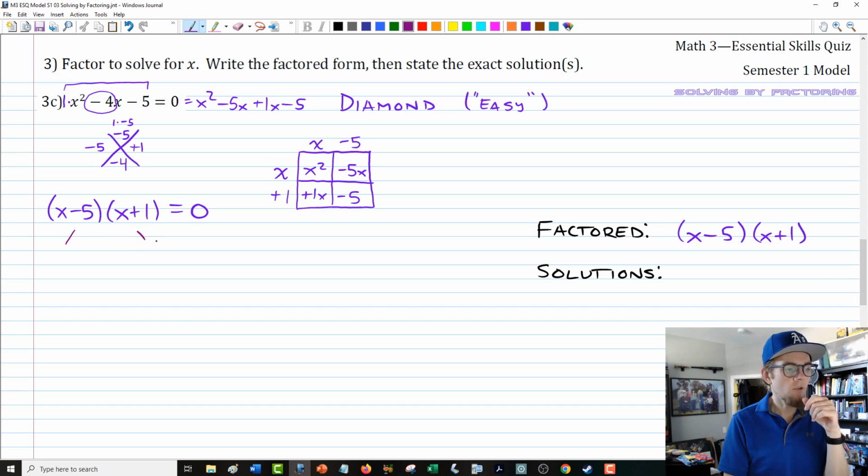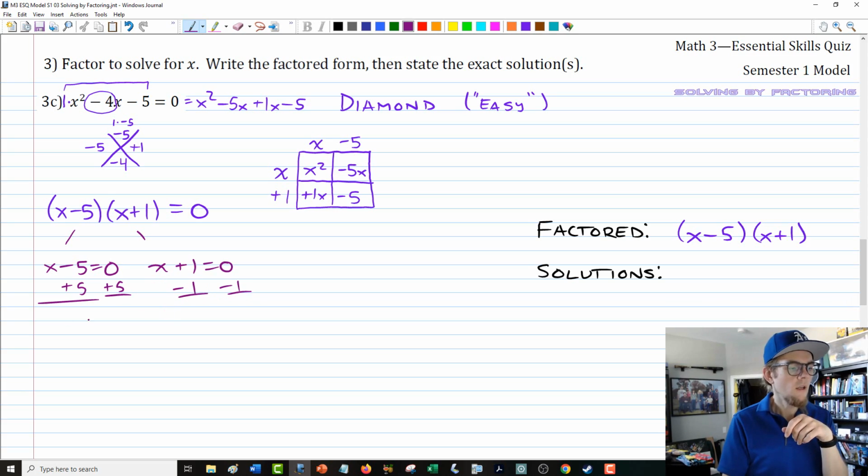Now we have our equation equal to 0. We can either have x minus 5 equals 0, or we can have x plus 1 equals 0. Each one requires a single step of algebra to resolve itself. One we're adding 5, the other we're subtracting 1. On the left, we get x equals 5. On the right, we get x equals negative 1. And there are our solutions: x equals negative 1 and x equals 5.